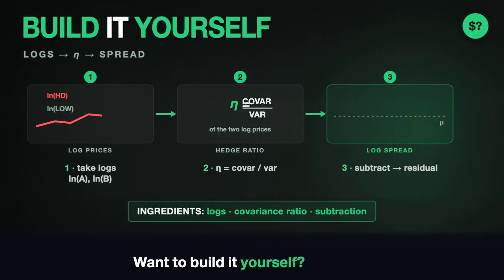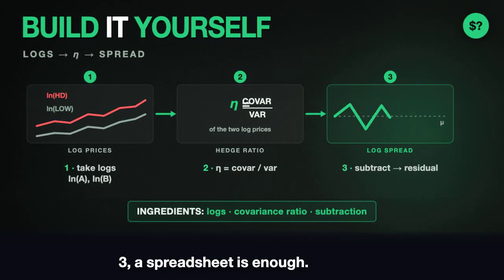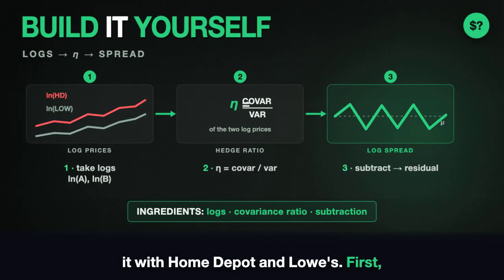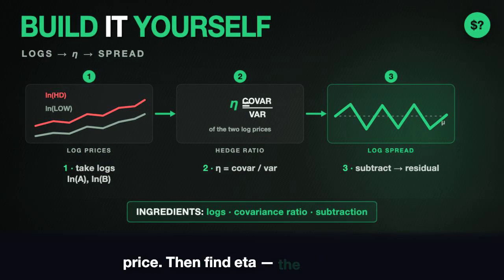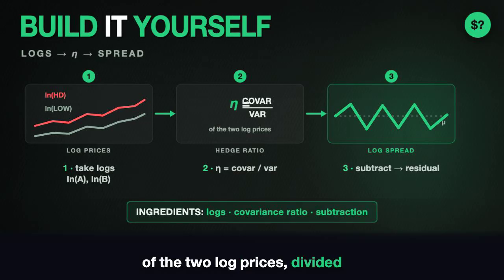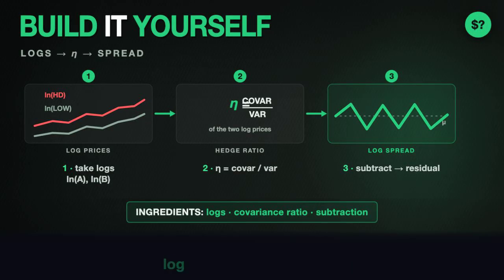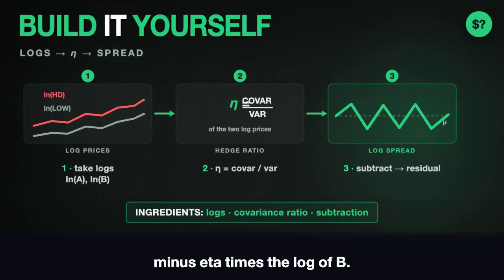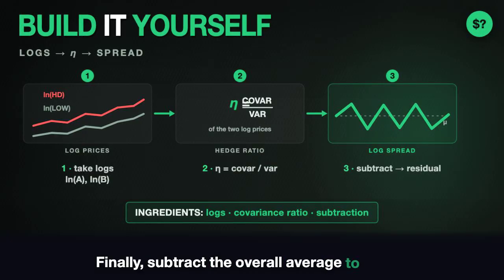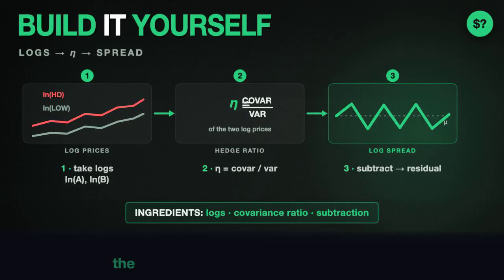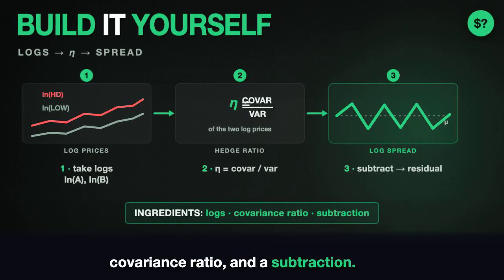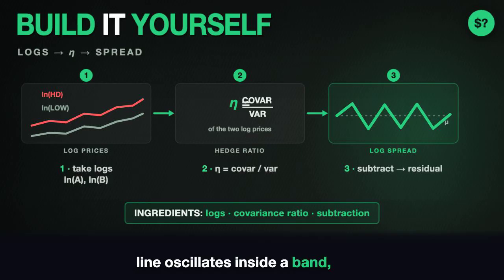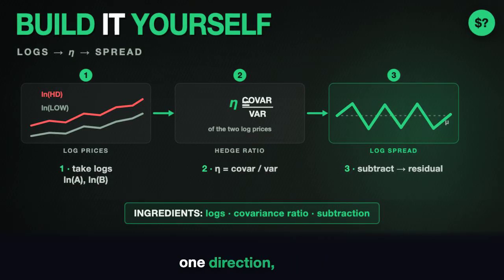Want to build it yourself? Like part 3, a spreadsheet is enough. Let's draw it with Home Depot and Lowe's. First, take the natural log of each stock's price. Then find ETA, the covariance of the two log prices, divided by the variance of the second. Then the log spread, the log of A minus ETA times the log of B. Finally, subtract the overall average to center the equilibrium at 0, and you have the residual. 3 ingredients: logs, a covariance ratio, and a subtraction. If the line oscillates inside a band, it's a good pair. If it drifts off in one direction, it isn't.